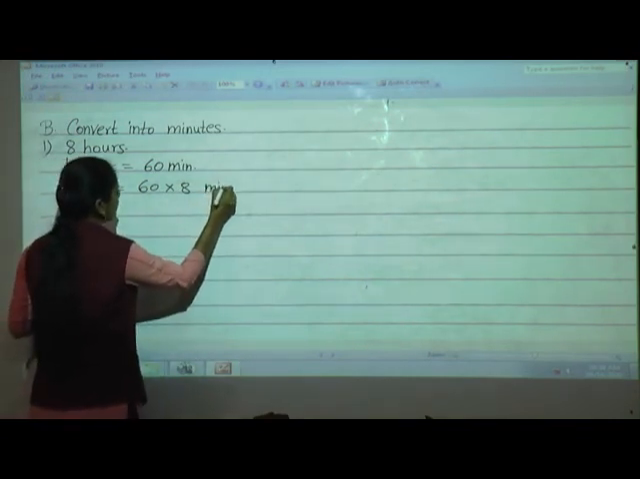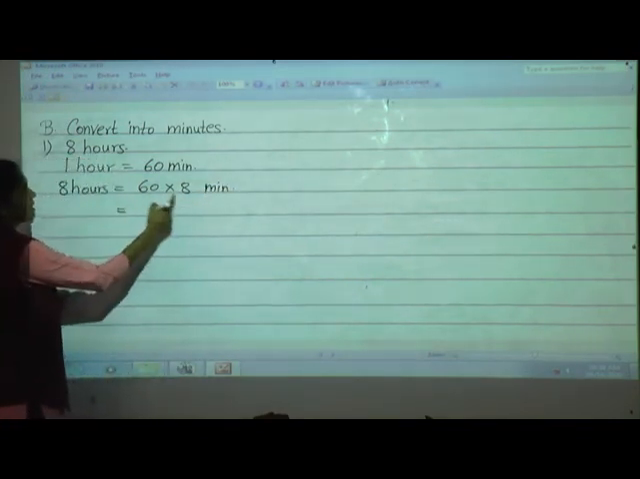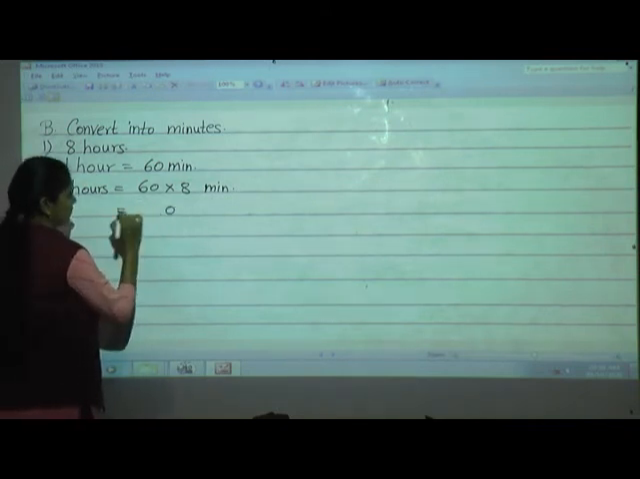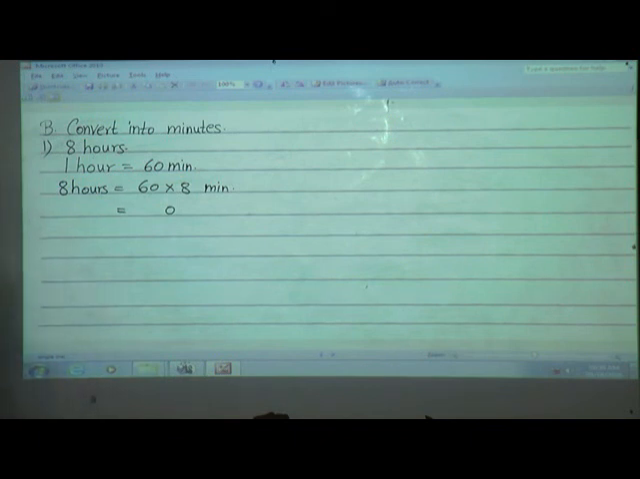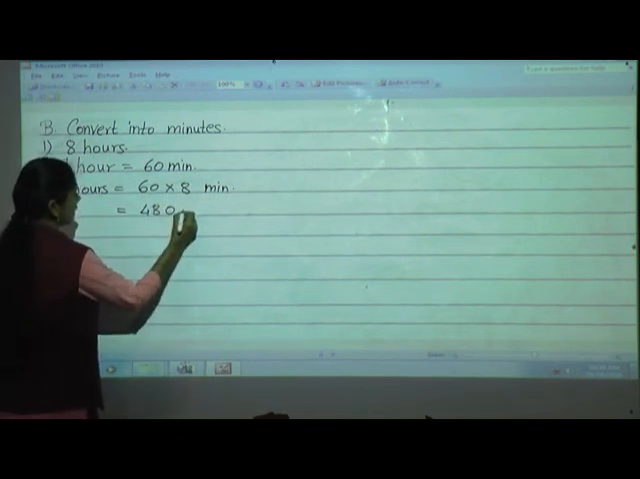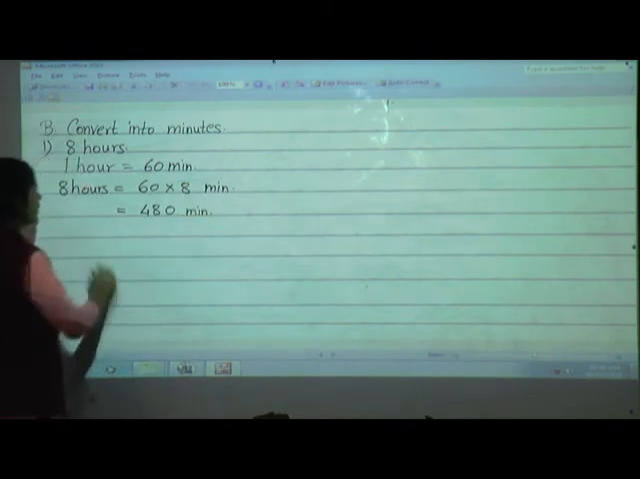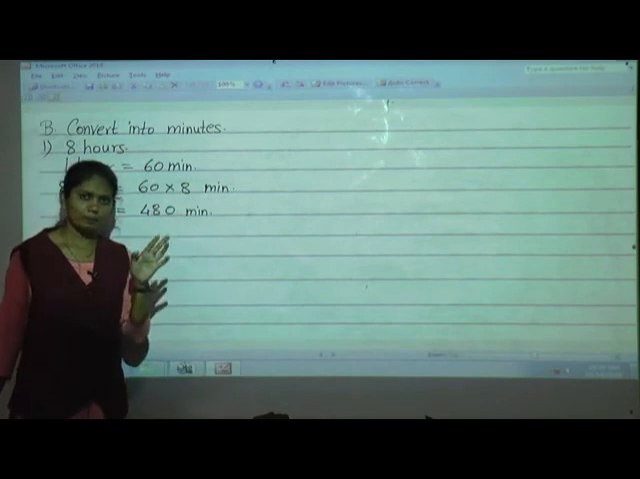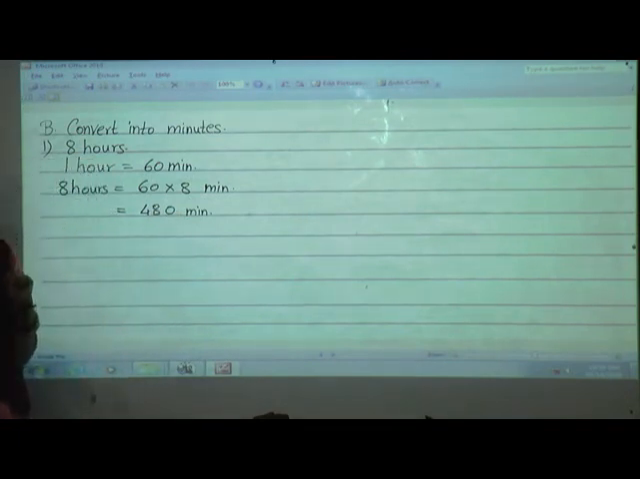Okay, now do the multiplication. Yes, 60 into 8. Do the multiplication and tell me the answer. 8 into 0, 0. Then 8 6s are 48. So here we will write 48, so 8 hours is equal to 480 minutes, because here you know that 1 hour is equal to 60 minutes.